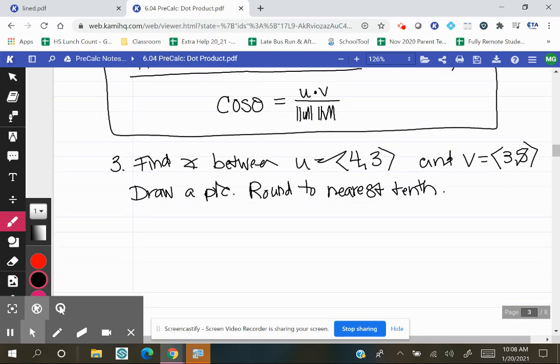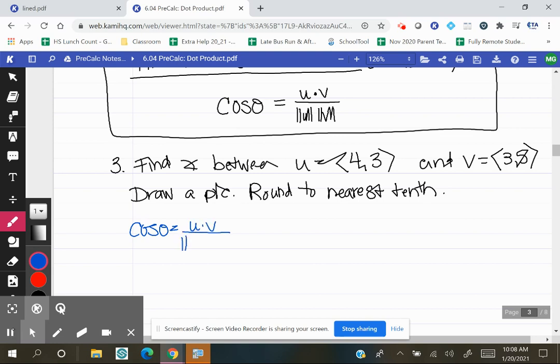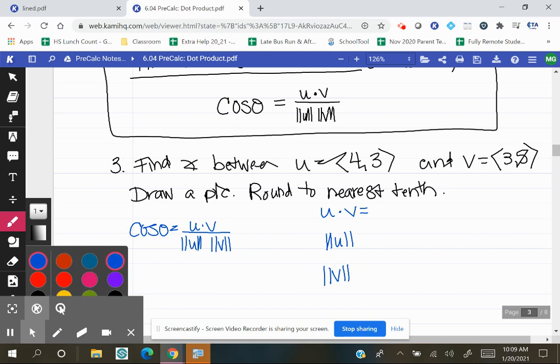Okay, so we're going to just use this formula here. I've got cosine theta equals the dot product over the product of our magnitudes. Let's write the formula out so we can start to memorize it. So our dot product over the product, so multiply our magnitudes together. First, let's go ahead and find our dot product. We're going to need that for this formula. And then I want you to find the magnitude of u and the magnitude of v. Pause the video here and find those three things, and then we'll meet up and finish it together.